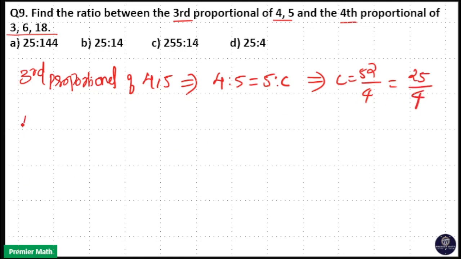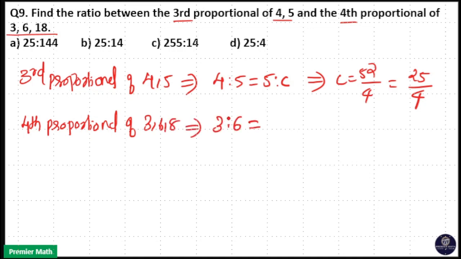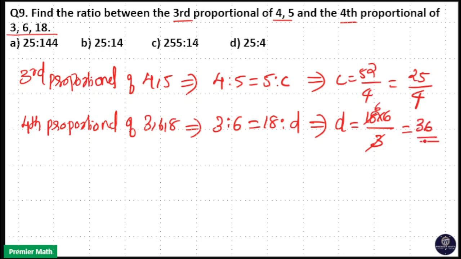In the same way, the fourth proportional of 3, 6 and 18 means 3:6 is equal to 18:D. That means D is equal to 18 into 6 divided by 3. That is 3 into 6, 18, 6 into 6, 36. So your answer is 36.